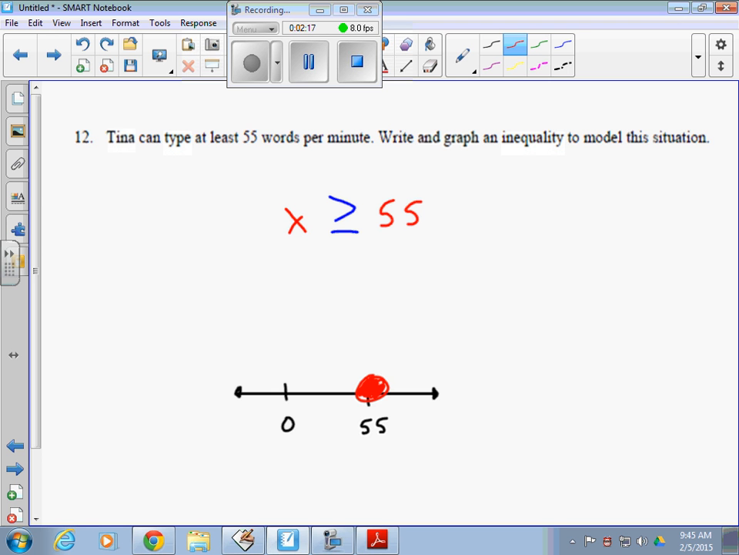And since x is first, whatever way this is showing, that's the way we're going to shade. It's showing that way, so we're going to shade that way. So there's the inequality, greater than or equal to 55, and there is the graph that goes along with it.